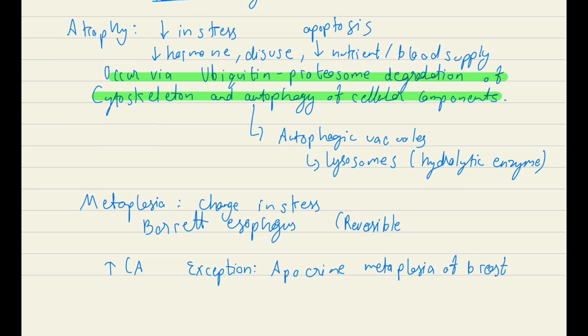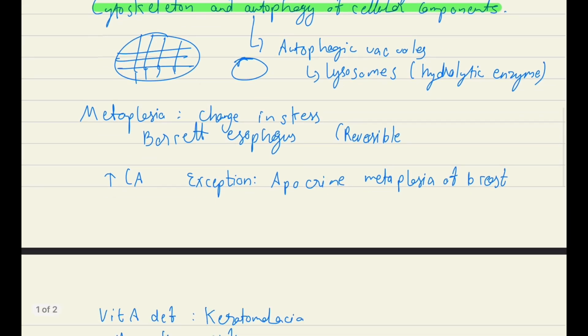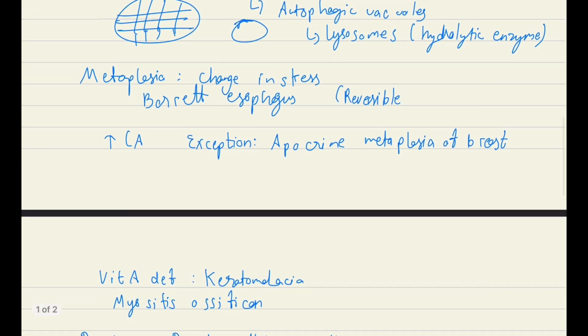In ubiquitin protease degradation, the intermediate filaments of the cytoskeleton are involved. A cell's structure is maintained by the cytoskeleton, and its degradation occurs by ubiquitin protease degradation. Intermediate filaments of the cytoskeleton attract ubiquitin and are destroyed by proteinases. And what does autophagy mean? Autophagy of cellular components involves generation of autophagy vacuoles. These contain lysosomes, which are hydrolytic enzymes that break down the cellular components. Due to this, atrophy occurs, not apoptosis.